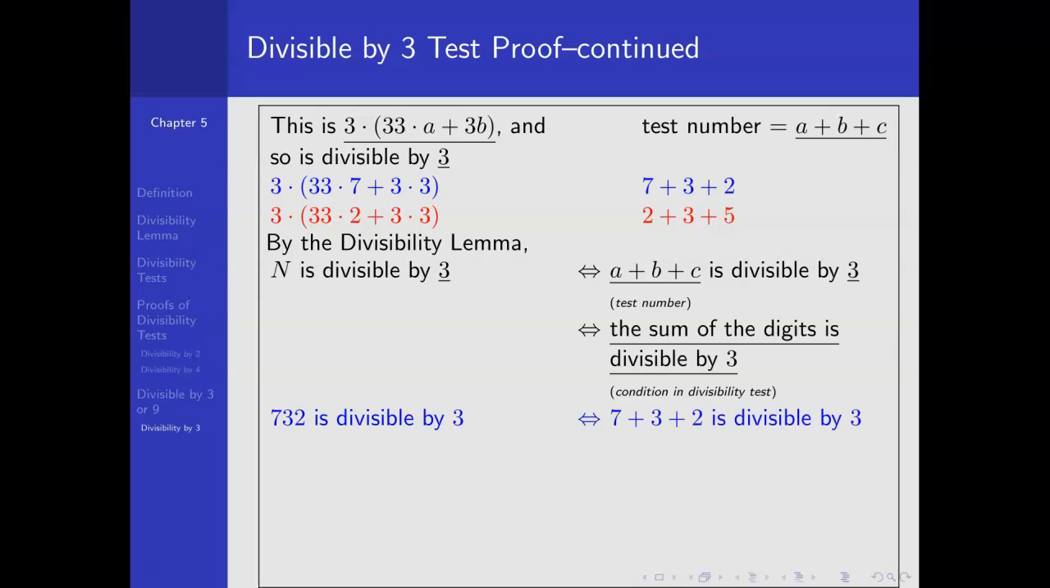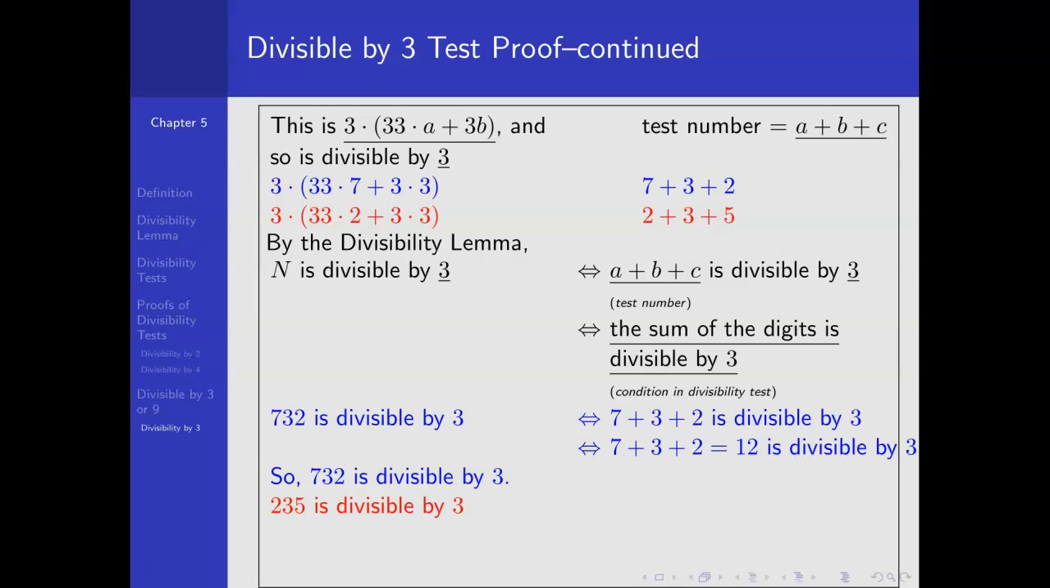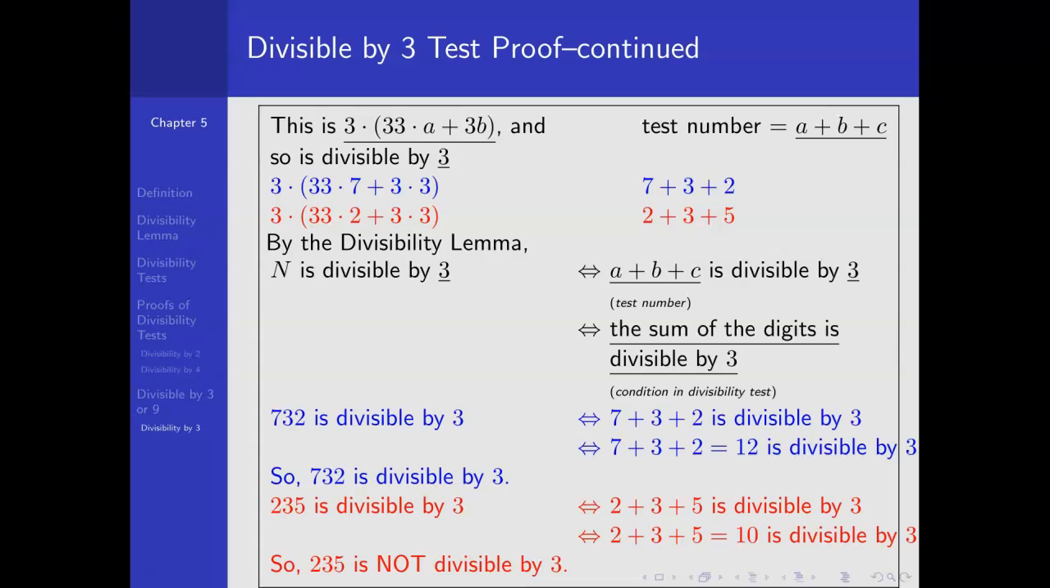732 is divisible by 3 if and only if 7 plus 3 plus 2, which is 12, is divisible by 3. So 732 is divisible by 3. And then if we look at 235, that is divisible by 3 if and only if 2 plus 3 plus 5 is divisible by 3. And when we add those together, 2 plus 3 plus 5 is 10, that is not divisible by 3. So 235 is not divisible by 3.